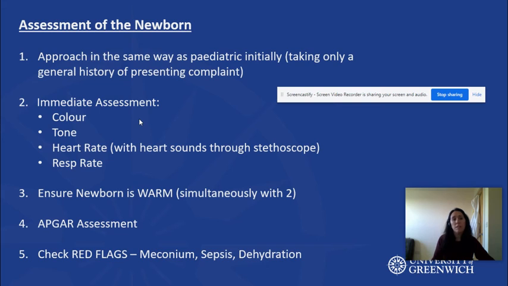So we're going to come on to this in a moment. I'll show you a table which I would expect you to fill in. But the overall view of assessment of the newborn is a very brief history take, immediate assessment. Then you're going to go on and make sure the baby is absolutely warm if you haven't done so already. Then you're going to do an APGAR assessment, and then you're going to check for red flags. Simple. Okay? Right. So moving on to the immediate assessment, what we've just discussed.